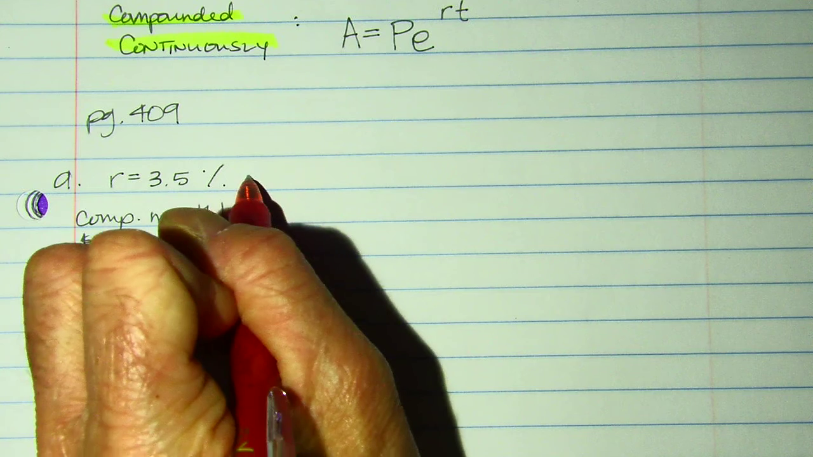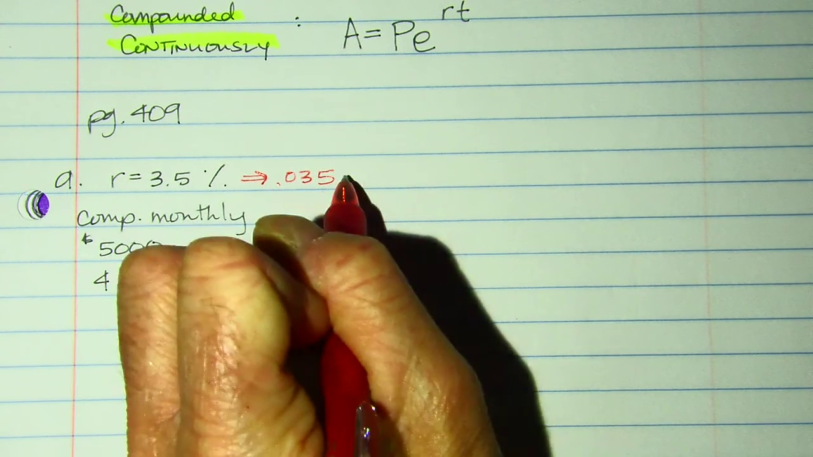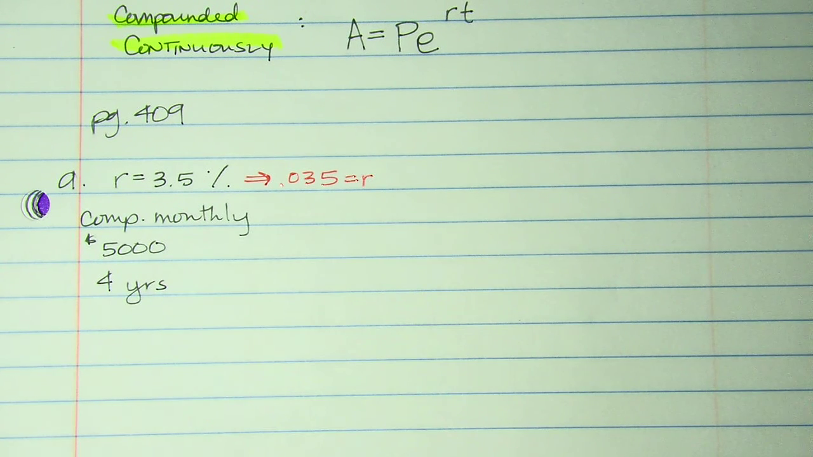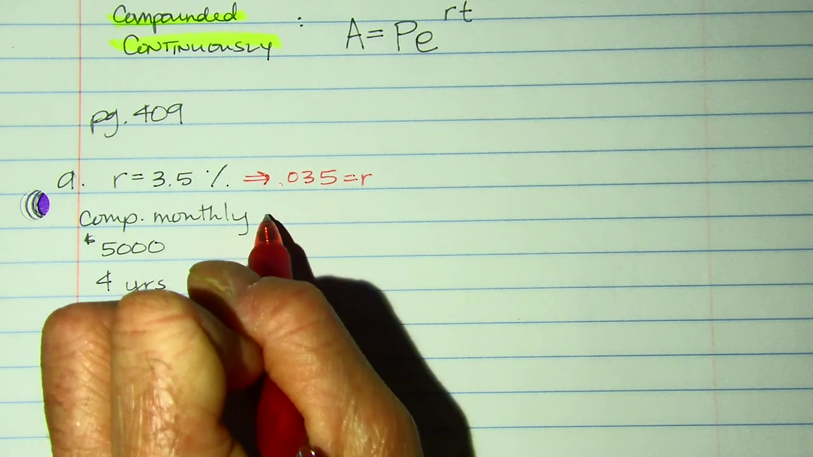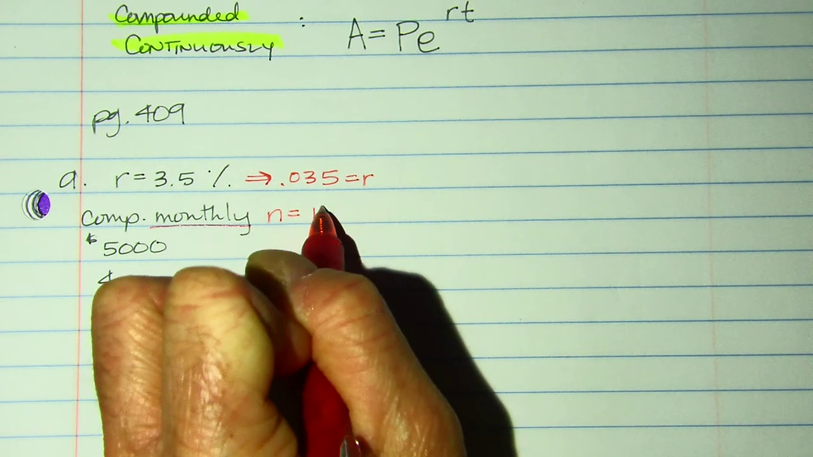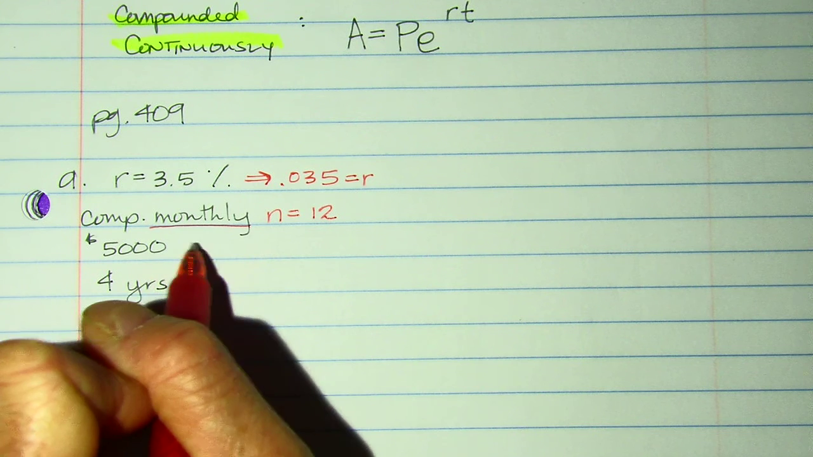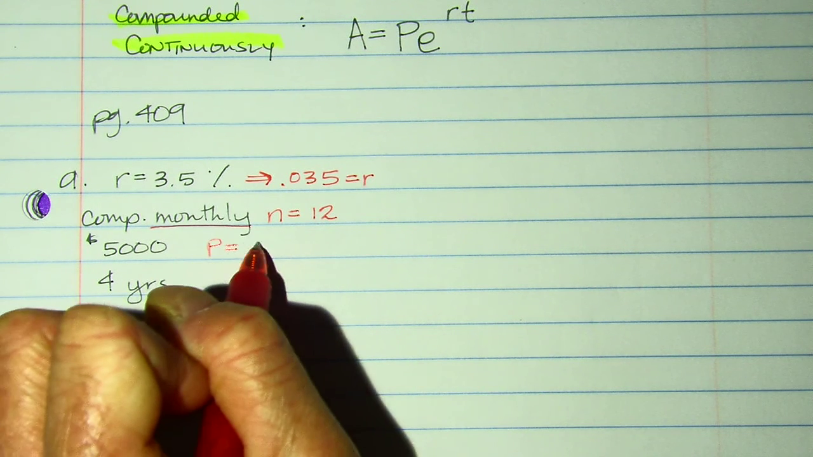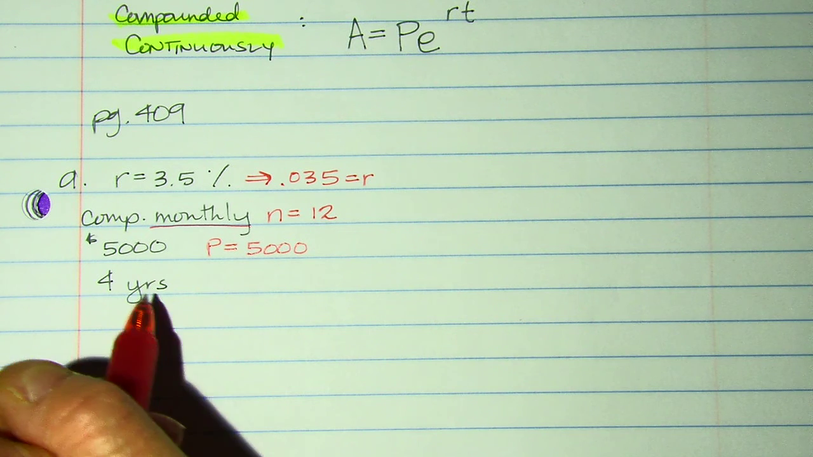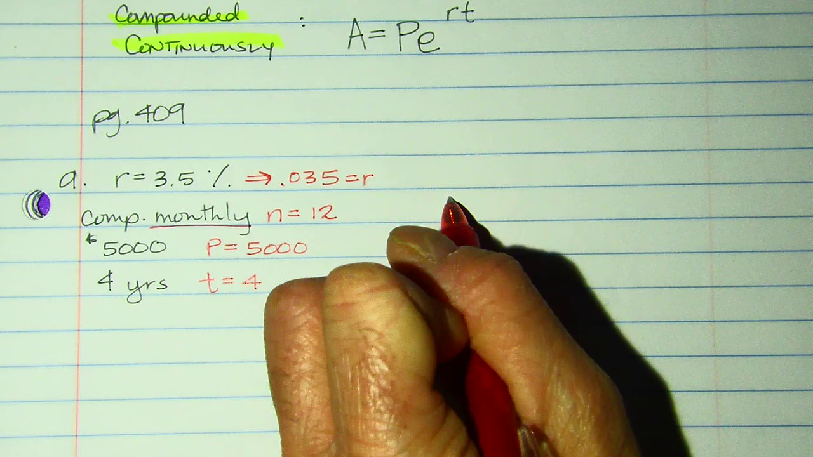We need to make r a decimal, so 0.035. So that's r. Compounded monthly represents n, and there are 12 months in a year, so n equals 12. The principal, or the amount you initially started with, is $5,000, and 4 years represents time. So I'm going to plug that into my formula.